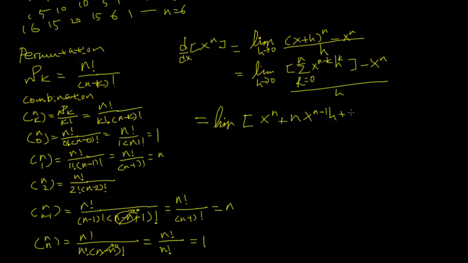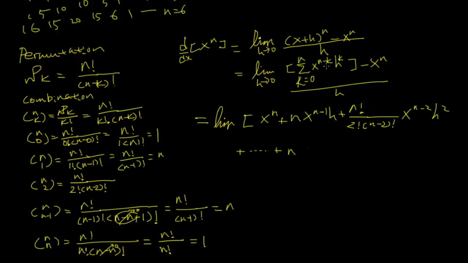and when k is equal to 2, the coefficient becomes n factorial over 2 factorial times n minus 2 factorial, x to the n minus 2 times h squared, plus, all the way to when k is n minus 1, once again the coefficient becomes n.